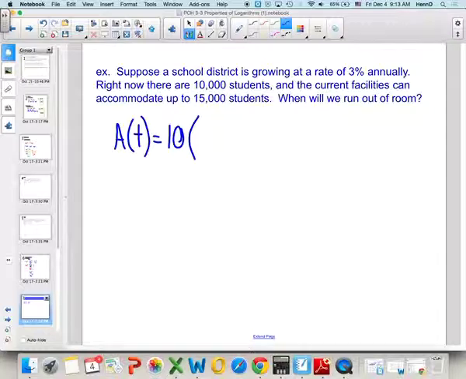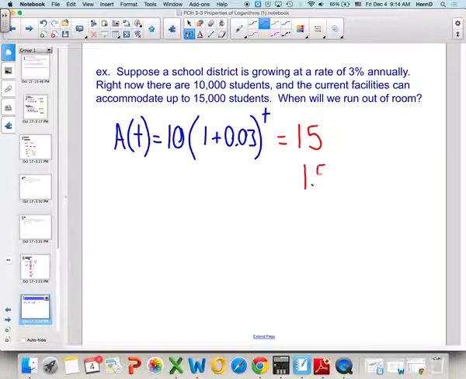So let's do it. 10, and then it's going to be 1 plus 0.03. And notice it would normally be over the number of times you compound a year, but it's annually. So it's just 1.03 to the t power. That's what we're going to solve for. Okay? And the value of t we're looking for is when this thing will equal 15. We have 15,000. All right? So the first thing that we're going to do is divide by the 10. So 15 divided by 10 is 1.5, and that's going to equal 1.03 to the t power.